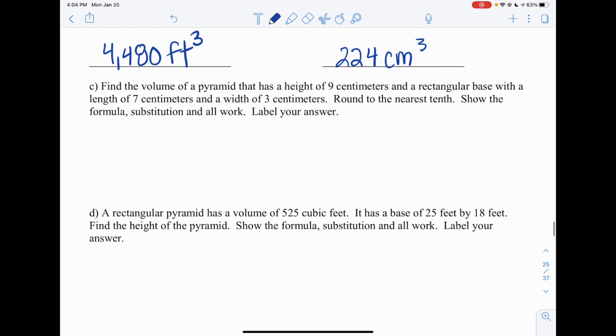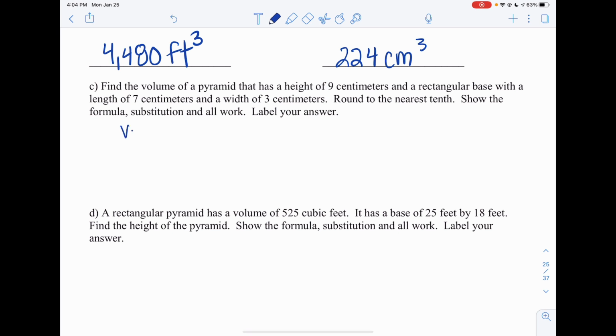Okay, moving on to our story problems. We have, find the volume of a pyramid that has a height of 9 centimeters and a rectangle base with a length of 7 centimeters and a width of 3 centimeters. Round to the nearest tenth, show your formula, substitution, and all work, label your answer.